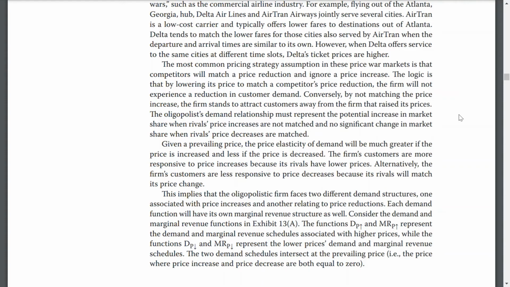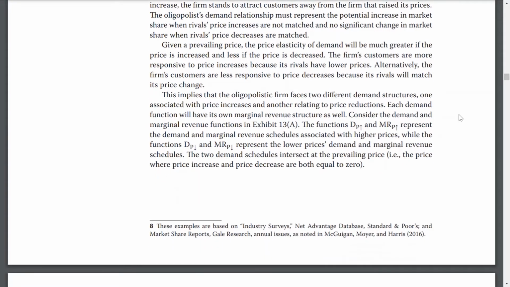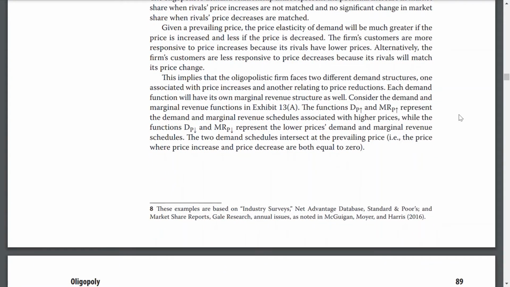Given a prevailing price, the price elasticity of demand will be much greater if the price is increased, less if the price is decreased. The firm's consumers are more responsive to price increases because its rivals have lower prices. Alternatively, the firm's consumers are less responsive to decreases because its rivals will match its price changes. This implies that the oligopolistic firm faces two demand structures, one associated with price increases and another relating to price reductions. Each demand function will have its own marginal revenue structure as well.